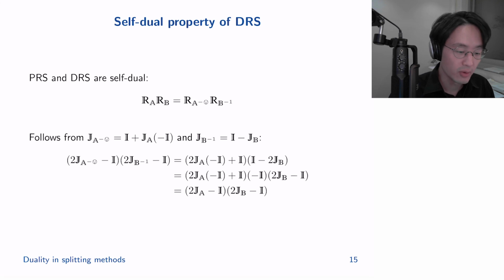So we take this second composition of reflected resolvents and write it out in this way. And then we make the substitutions. So J_{B inverse} is I minus J_B, and then J_{A inverse minus} is I plus J_A composed with minus I. So we just write it out in this way. Then we perform the compositions, we perform some calculations and arrive at the regular PRS operator with respect to the operators A and B.